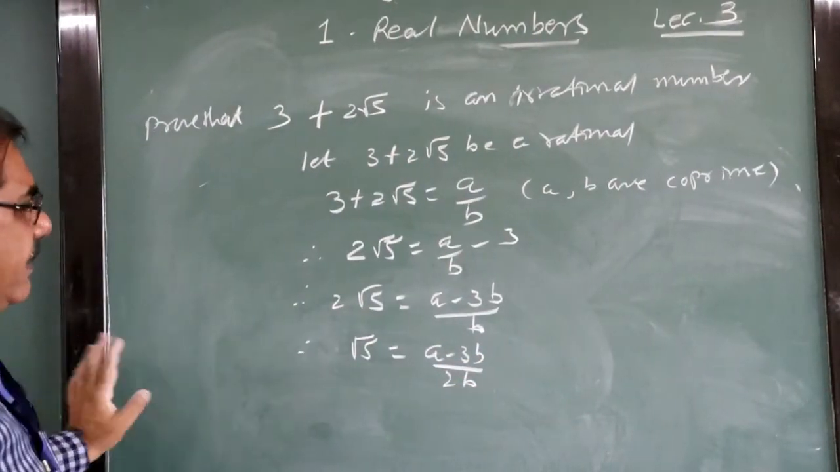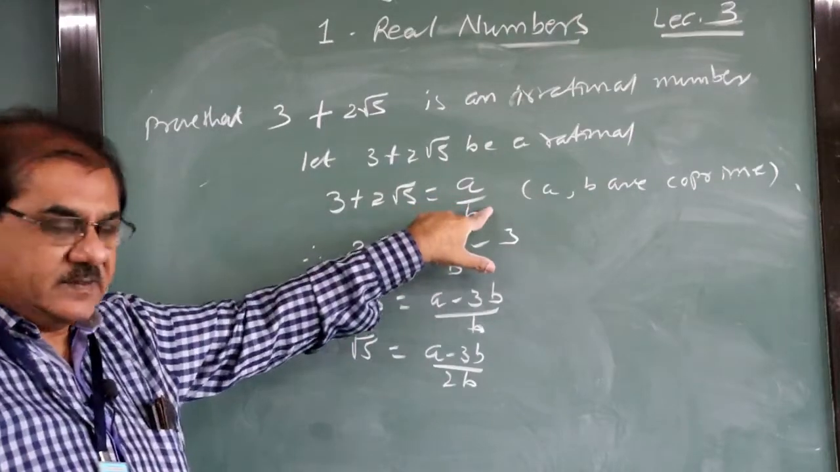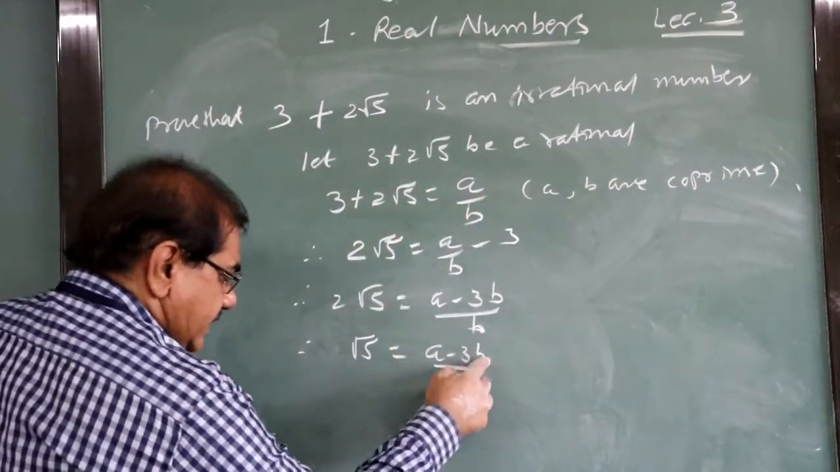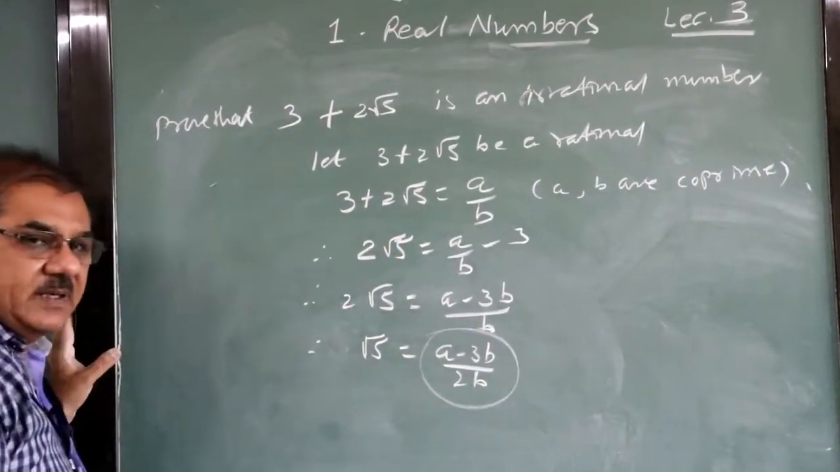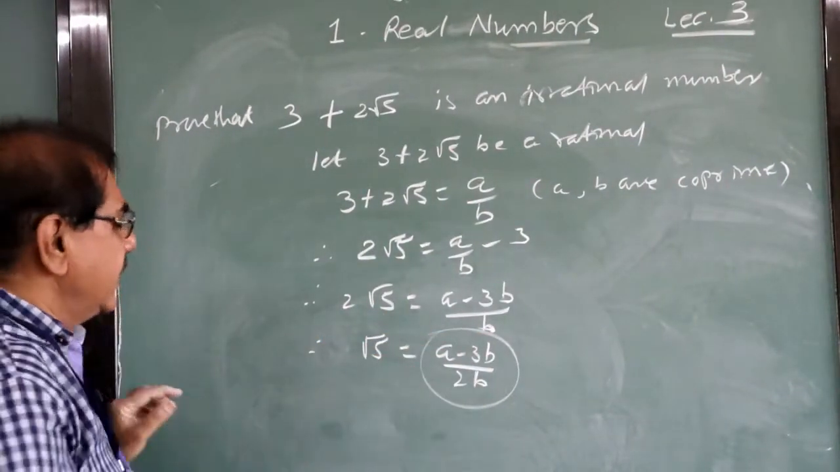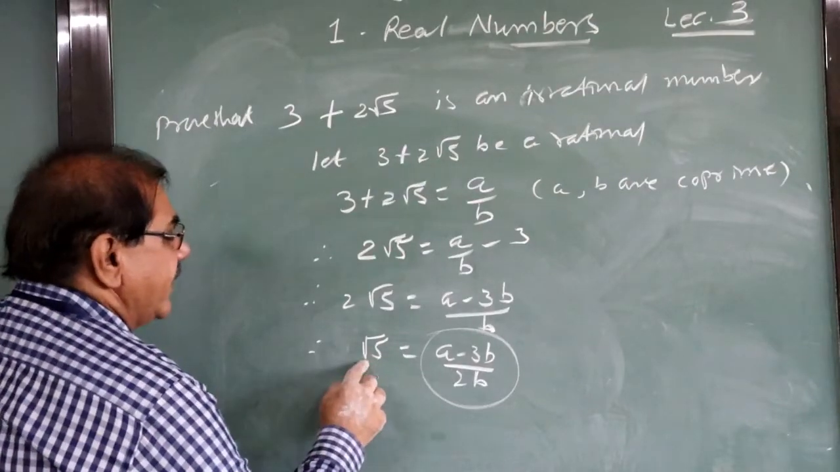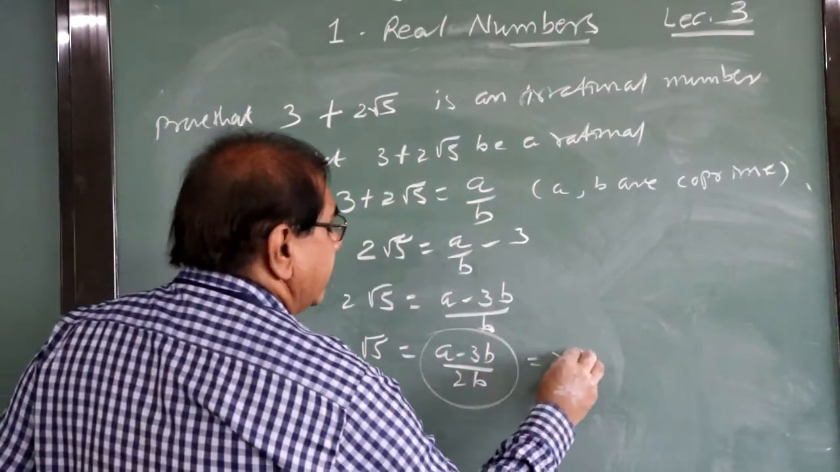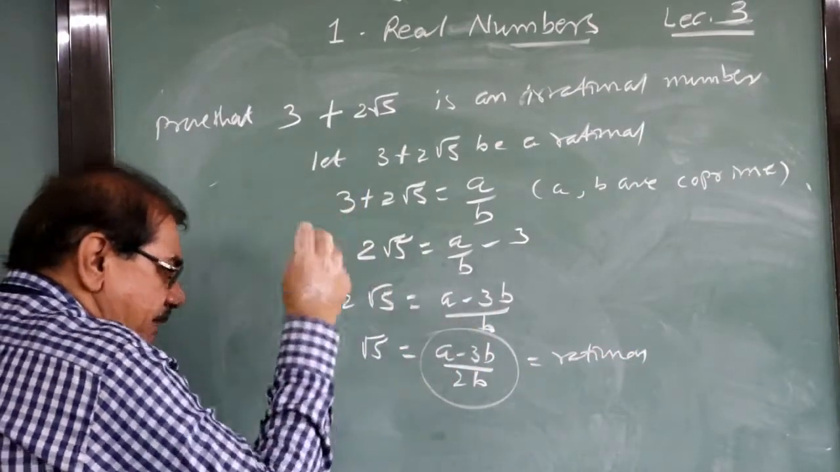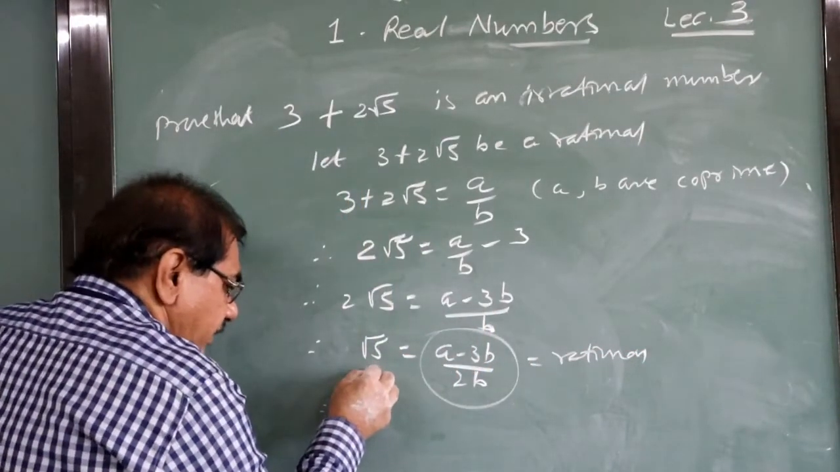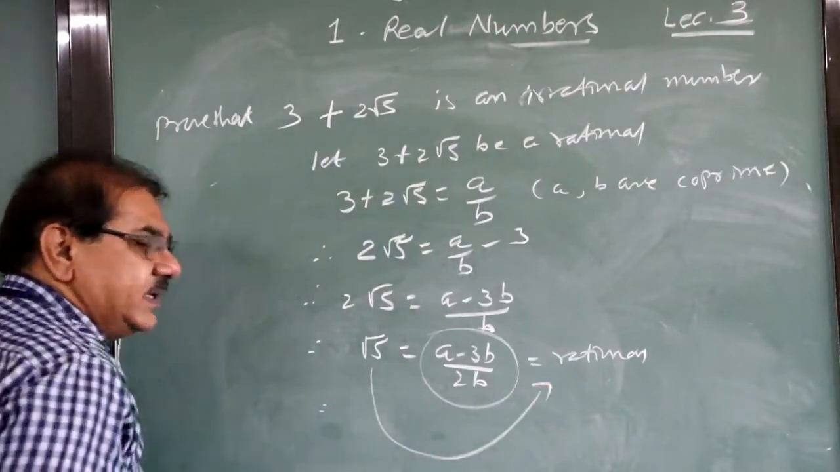Now remember, a and b both are integers, so a minus 3b upon 2b will also be a rational number, integer upon integer. So ultimately I proved that root 5 is equal to this, which is rational, because this is a rational number we know. But we already know that root 5 is not a rational number.